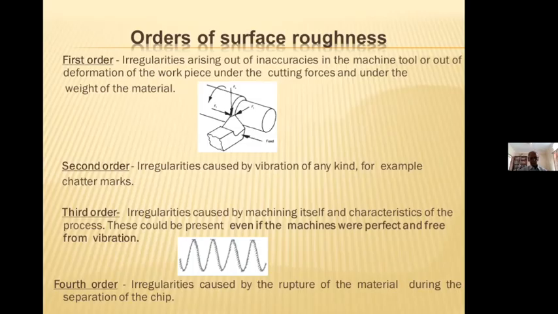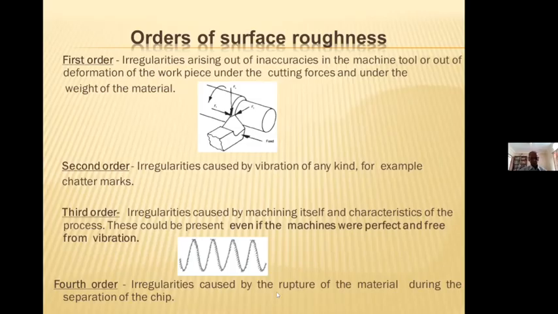The fourth order surface roughness is caused by the rupture of the material. As we go on machining, the machine tool takes away the material, and the material will come out in chip form. And the chip has to rupture at some point. Where it ruptures, it causes some irregularity on the surface. And this kind of irregularity is called fourth order.